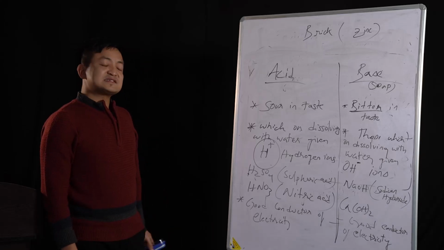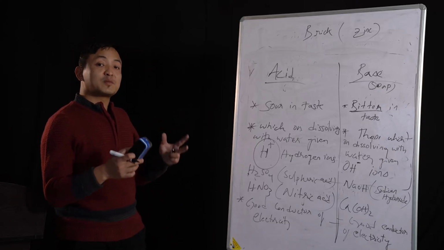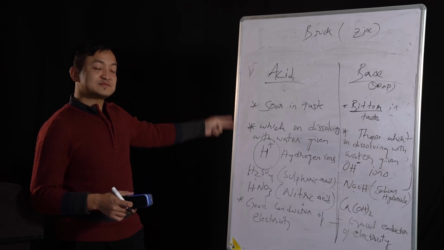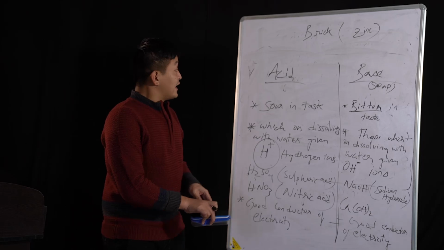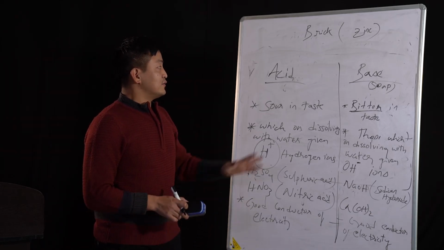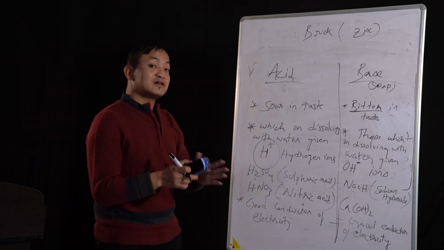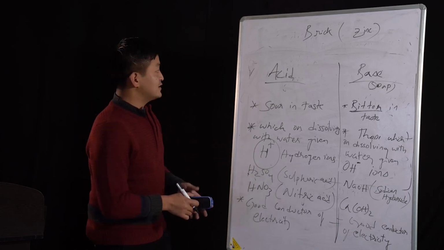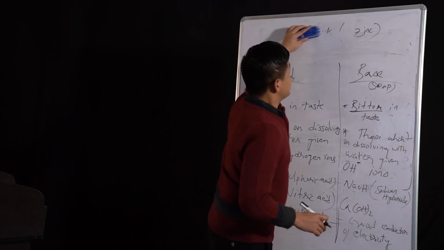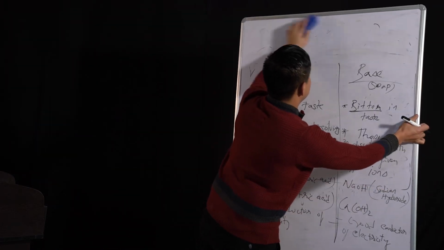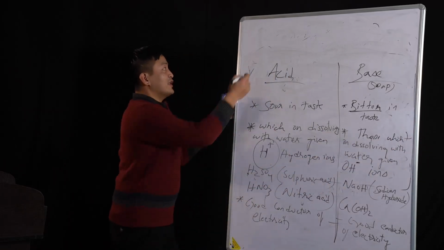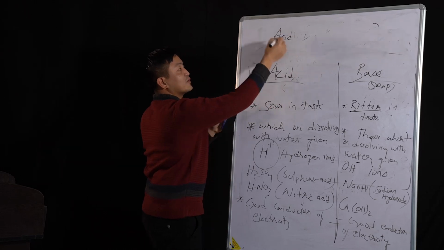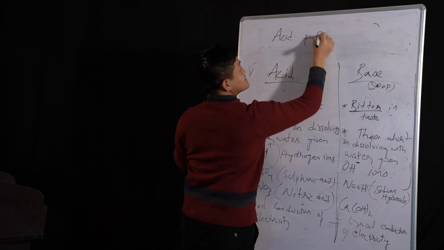So I've listed some points, basic physical properties and the differences between acid and base. So please write all these points down. And now let's see what happens when acid and base meet together. When there's a reaction between acid and base, what happens?